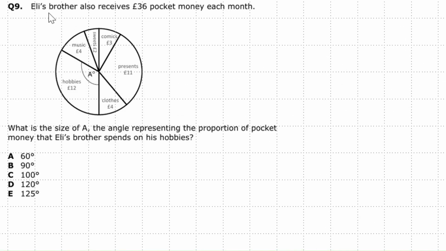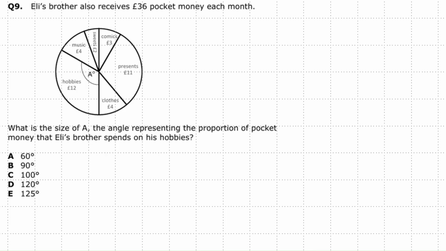Question 9. Ellie's brother also receives £36 pocket money each month. What is the size of A, the angle representing the proportion of pocket money that Ellie's brother spends on his hobbies? Here is the pie chart, and here are the options. So the pie chart has hobbies, which is £12, and we need to find how many degrees that equals.